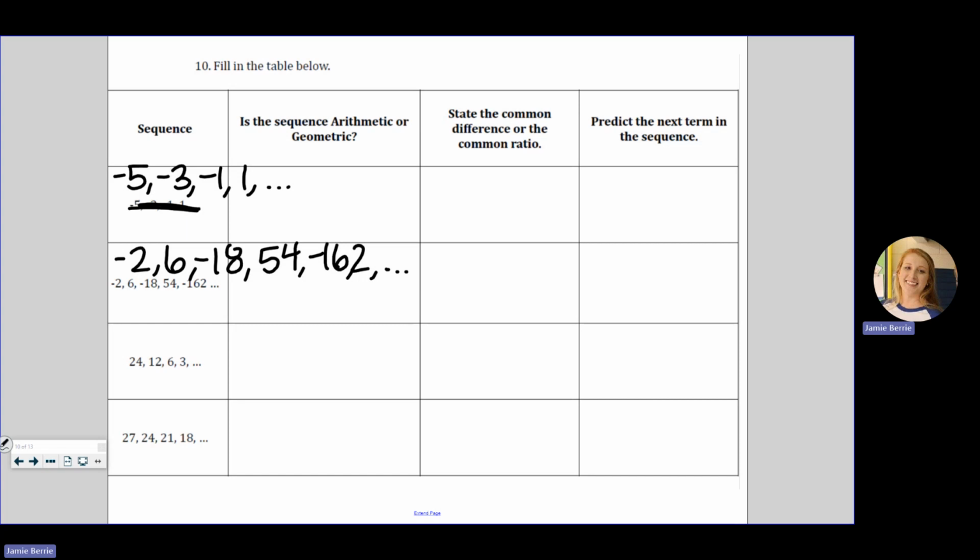All right, so the first column says, is the sequence arithmetic or geometric? Arithmetic, because you're adding or subtracting. Arithmetic is where you add or subtract the same amount each time. It says state the common difference or the common ratio. If it's arithmetic, you have a common difference. If it's geometric, you have a common ratio. So how much are you going up by every time? Yep, good. So add 2.